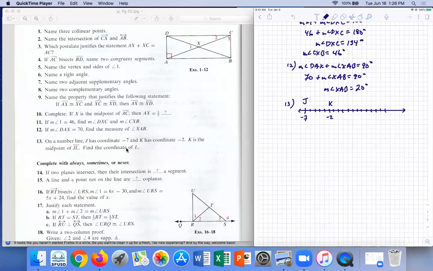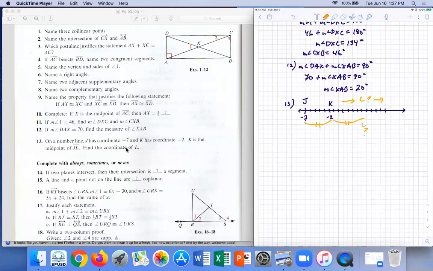K is the midpoint of JL. So since K is the midpoint of JL, L is going to be somewhere to the right. L is somewhere over here, right? We know that K is the midpoint, meaning K is in the middle. At a certain distance, that's where L is going to be, right? So this is just one way to do this. Find the coordinate of L.